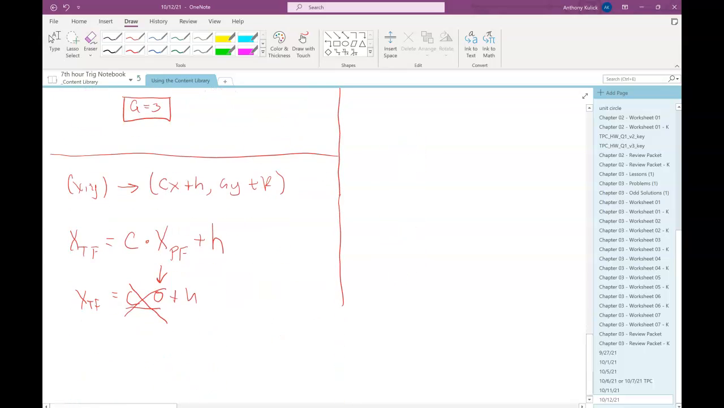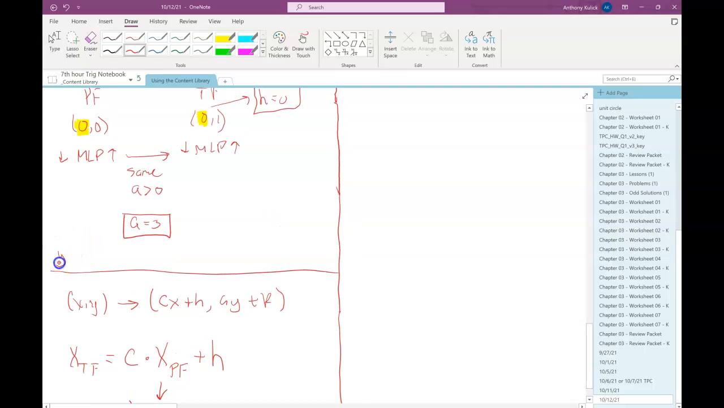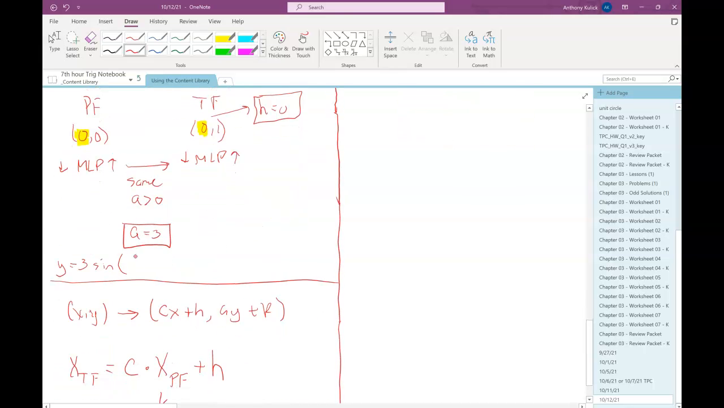Let's write our final answer then. So we have y equals 3 times sine of, the c was 1/2, so 1 over c, times x minus h, plus k. And again, if you wanted to, you could simplify that stuff down. I'm going to leave it written like this so it's clear what I'm plugging in where.